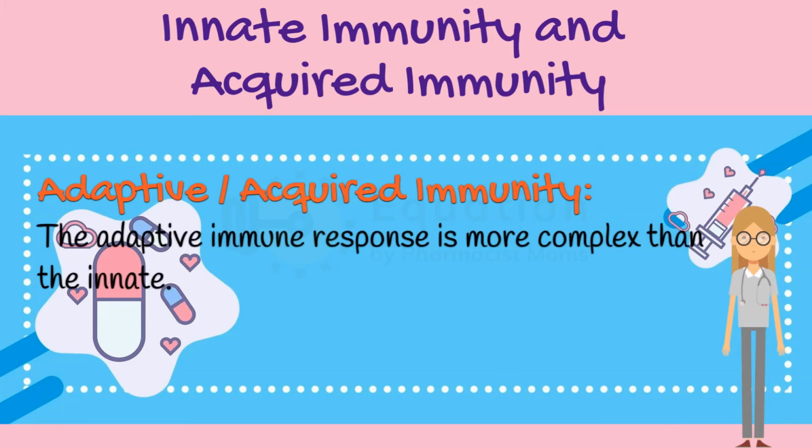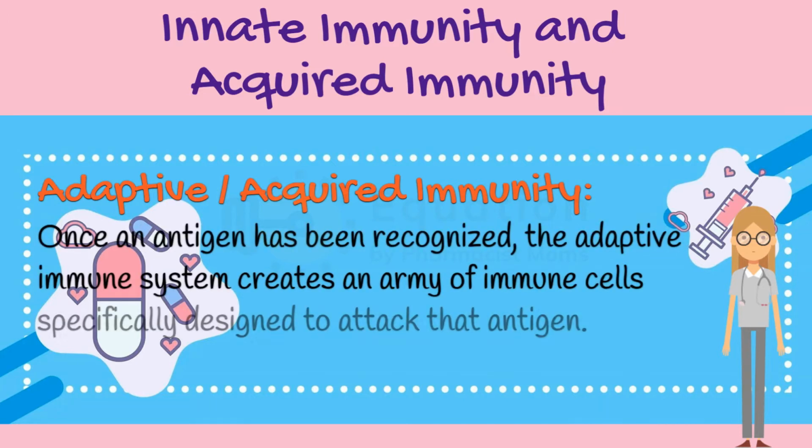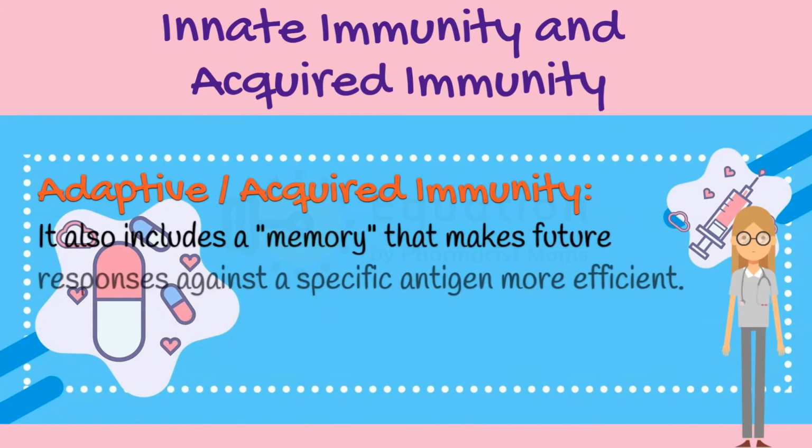The adaptive immune response is more complex than the innate. The antigen first must be processed and recognized. Once an antigen has been recognized, the adaptive immune system creates an army of immune cells, specifically designed to attack that antigen. Adaptive immunity also includes a memory that makes future responses against a specific antigen more efficient.